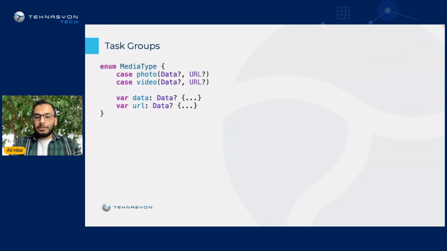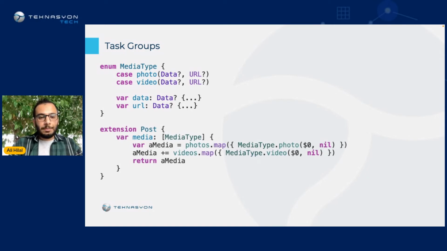We can do so by introducing a new media type, which is just a simple enum with 2 cases, photo and video, that has 2 associated types, data and URL, and then we extract this data and URL in a computed property to use them later. Then we map all the post attachments to the newly introduced media type. In this way, we take all the photos and videos, then we map them to a media type.